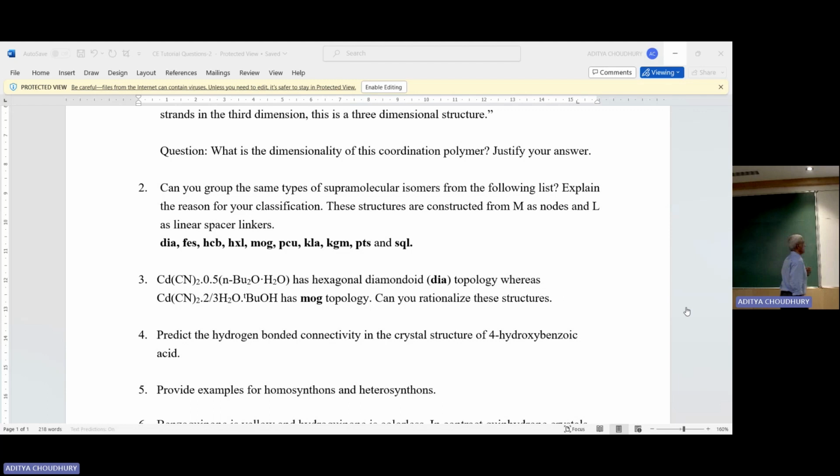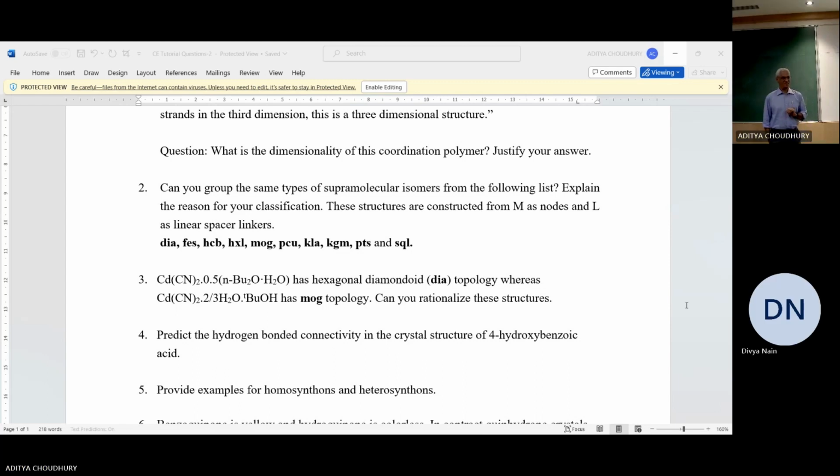All right, let me read out the question. Can you group the same type of supramolecular isomers in the following list? Explain the reason for your classification. These structures are constructed from M as nodes and L as linear spacers. I'm given a three-letter word to describe each structure. How would you approach this? Who will tell me the answer? What do you do first?